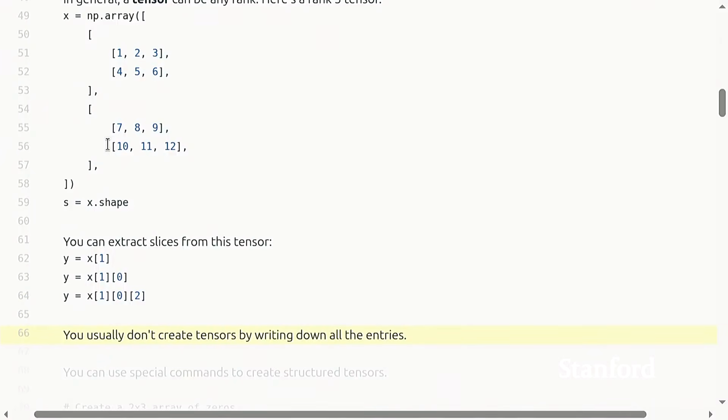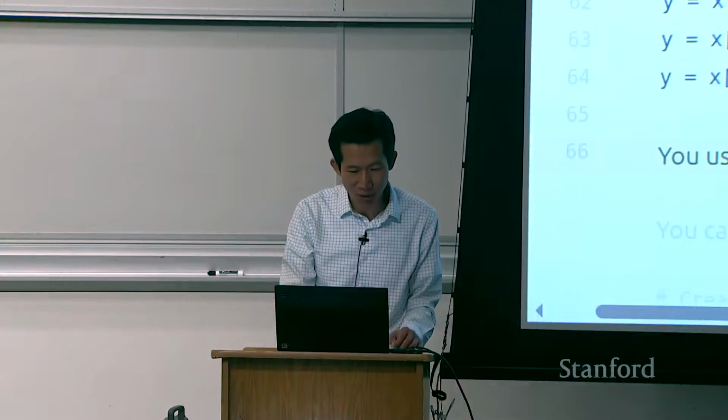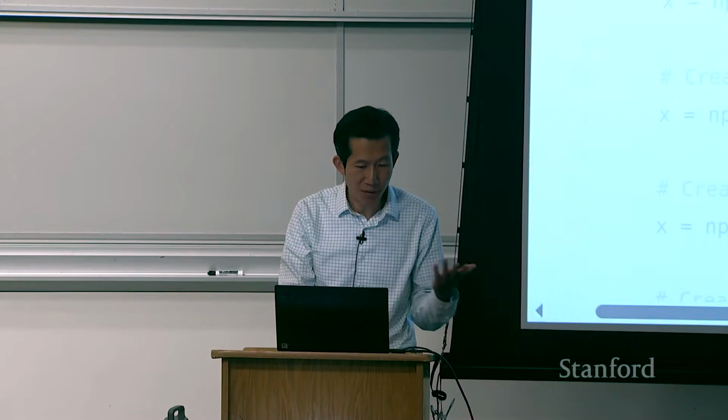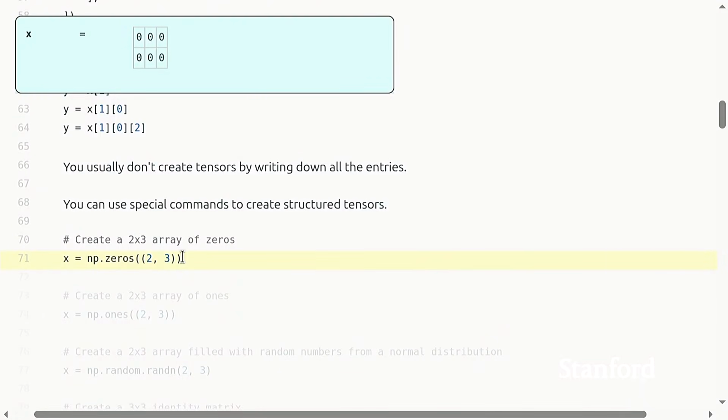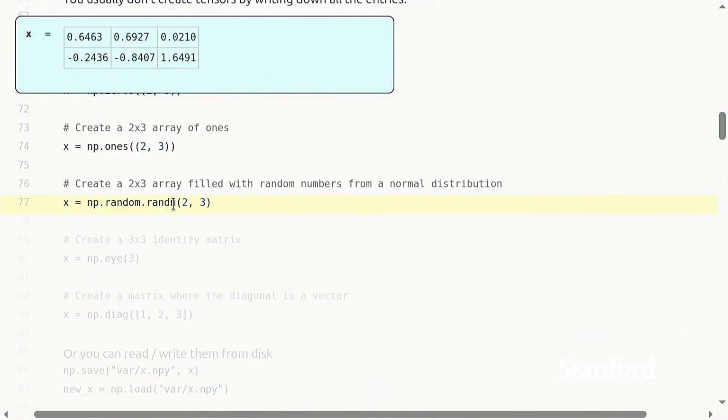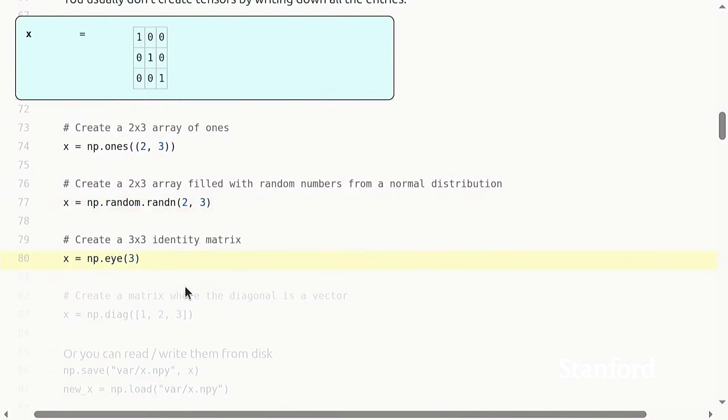So generally, you don't create tensors by writing down all the entries, because most tensors are kind of huge. So you can use these special commands to create tensors. For example, zeros, you pass in the shape, and it gives you a tensor of that shape. Ones gives you the all ones tensor. randn gives you a tensor filled with random numbers from a Gaussian distribution. And there's an identity matrix. You can take a vector and populate a matrix where the diagonal is that vector.